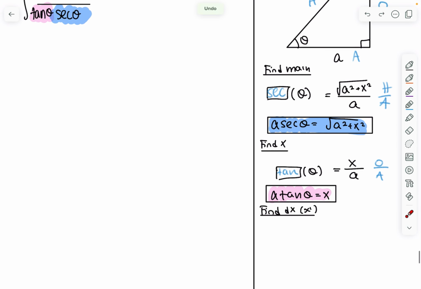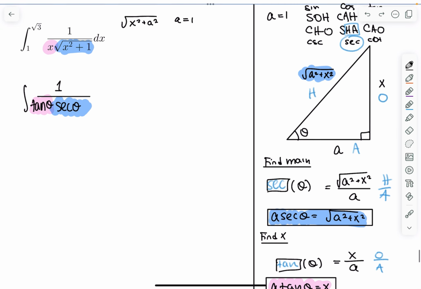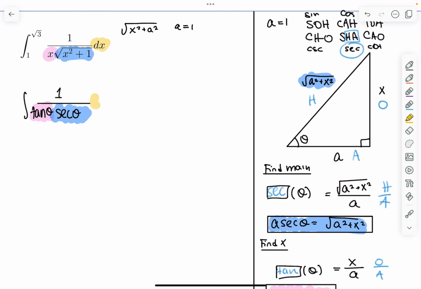So we're going to go ahead and find dx, which is really just x prime. If we have x is equal to a tangent of theta, then x prime is going to be a secant squared of theta d theta, because we took the derivative, and dx is x prime. So that means that we have another substitution. Remember, a is just 1, so it's really just secant squared of theta, so I'm going to replace my dx with secant squared of theta d theta.